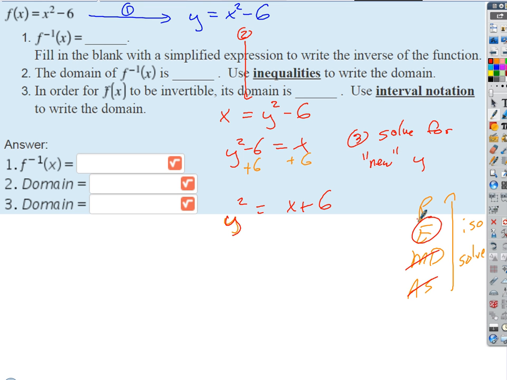Remember how we did this. How do we undo squaring something? You do the square root. We square root it, right? So if I square root both sides, what's that going to do? I'm going to take the square root of y squared, and the square root of x plus 6. And if I square root a squared, they undo each other, right?